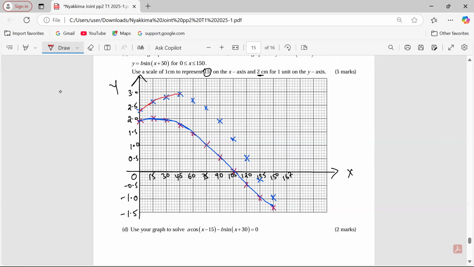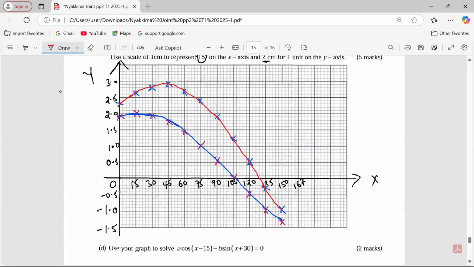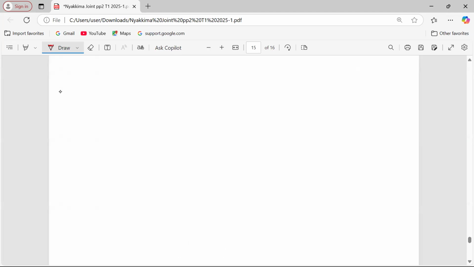Again, we're supposed to come up with a very smooth curve. That way. So we are having the two curves there. And now we can go to the last question. The last part of this.